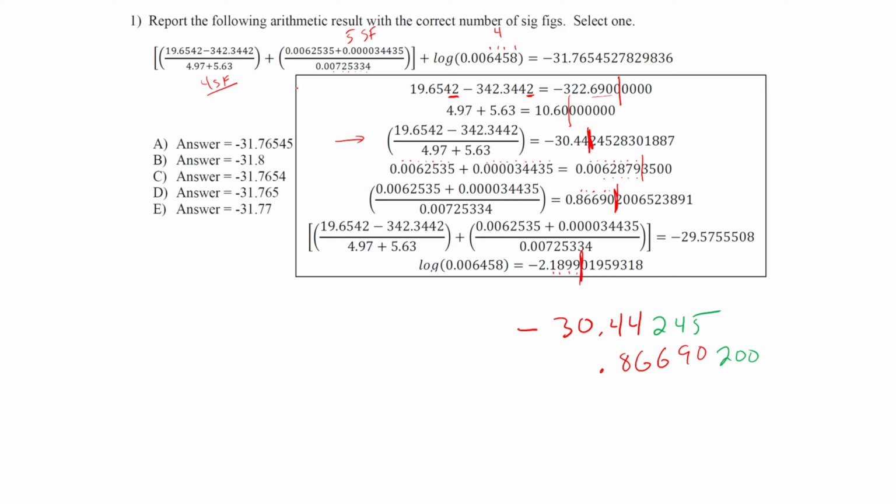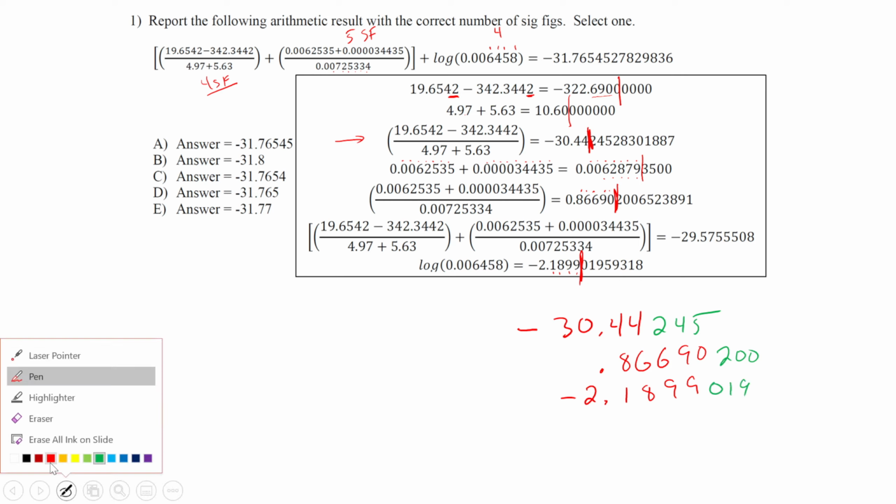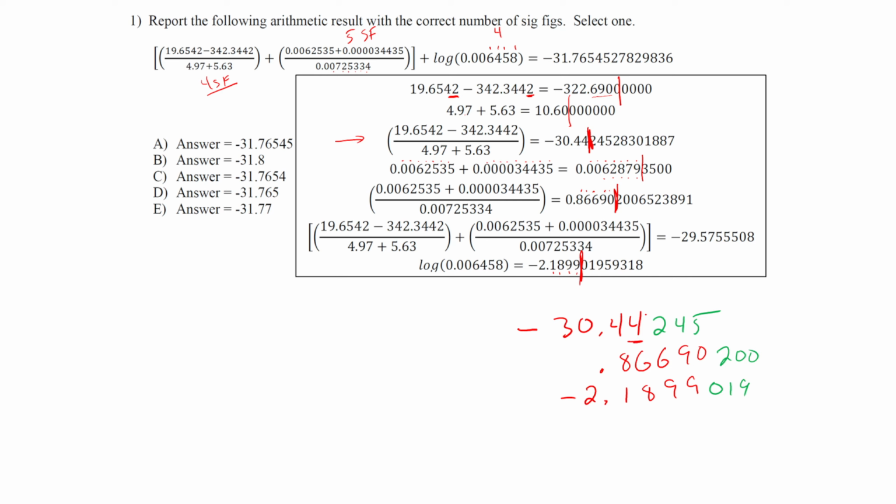And then lastly, our logarithm we're going to add together as well. Minus 2.1899019. And we can clearly see the largest error is in the 2nd decimal place, which means our answer can only be reported to 2 decimal places. That 5 will round it up, and our answer will be E.